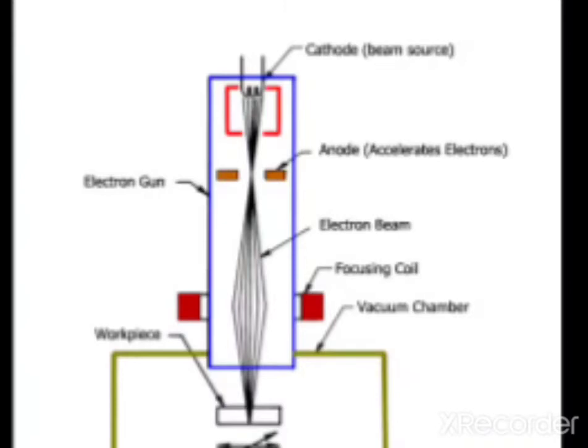With the help of the focusing coil, it is concentrated to one point, and when this high speed kinetic energy touches the metal, it is converted into heat energy, and that heat energy is used for the formation of the cold seam or whirlpool. This is the working of the electron beam welding process.